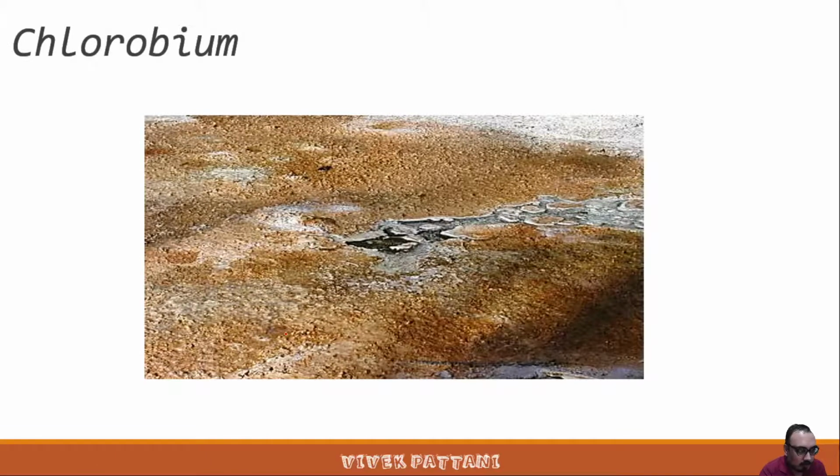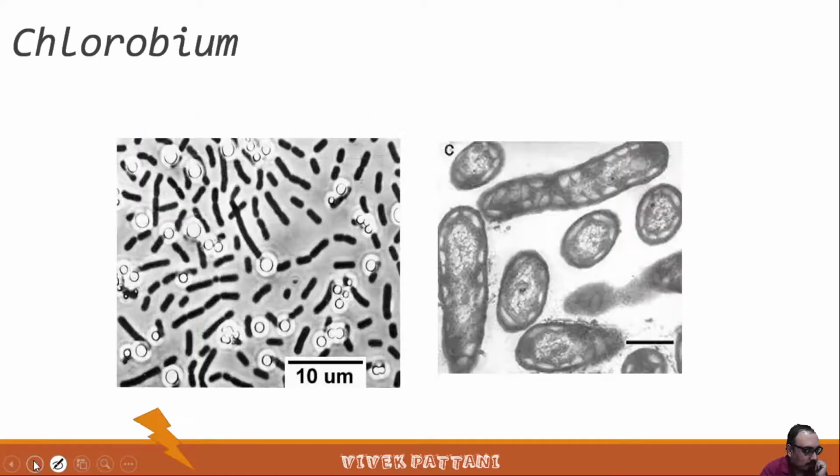This one is a photograph of a Chlorobium. As I told you, it contains brown pigments. Now moving forward, again the photographs of the Chlorobium.